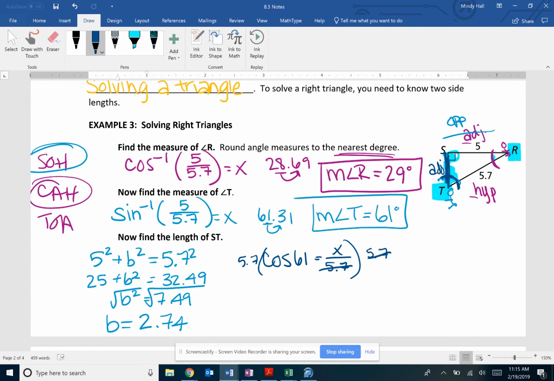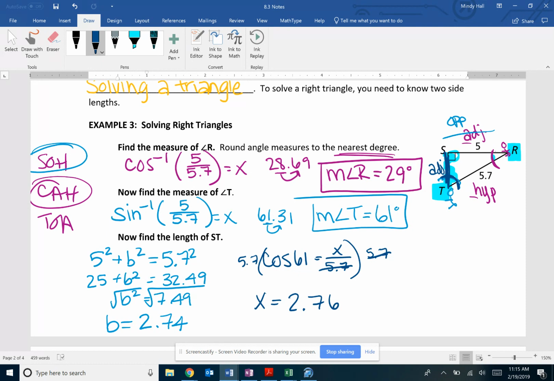5.7 times the cosine of 61 gives us 2.76. So notice they are super close. Chances are it's just because of some rounding stuff, like this 61 technically is a decimal, it is 61.31. So that rounding does change it a little bit.